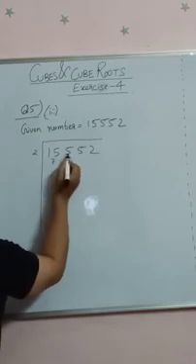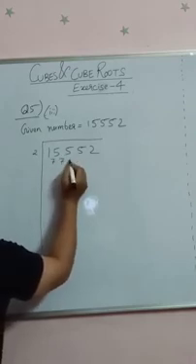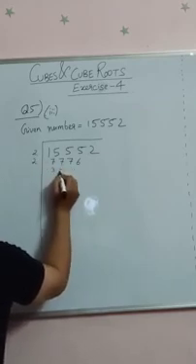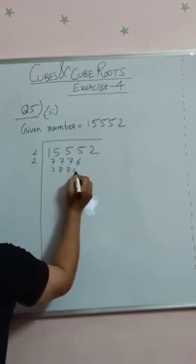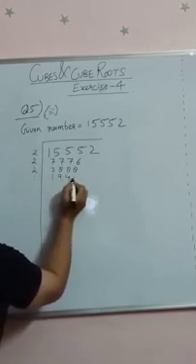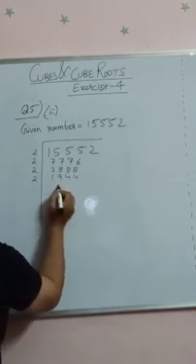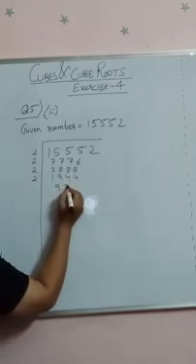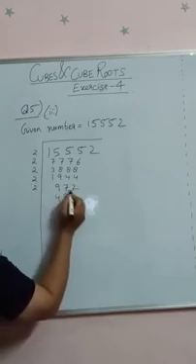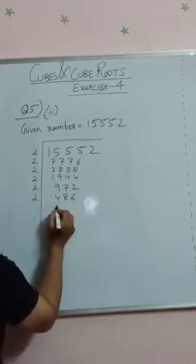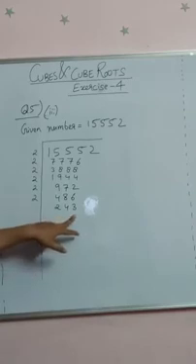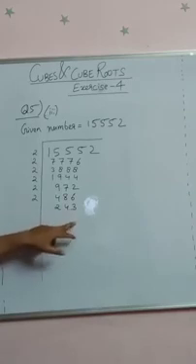2 7s are 14, 1 is left, 2 7s are 14, 1 is left, 2 7s are 14, 1 is left, 2 6s are 12. Again by 2, 2 3s are 6, 2 8s are 16, 2 8s are 16, 2 8s are 16. Again by 2, 2 1s are 2, 2 9s are 18, 2 4s are 8, 2 4s are 8, 2 9s are 18, 1 is left, 2 7s are 14, 2 2s are 4, 2 4s are 8, 2 8s are 16, 2 6s are 12, 2 2s are 4, 2 4s are 8, 2 3s are 6. Now it cannot be divided by 2 because at the end we don't have any even number.